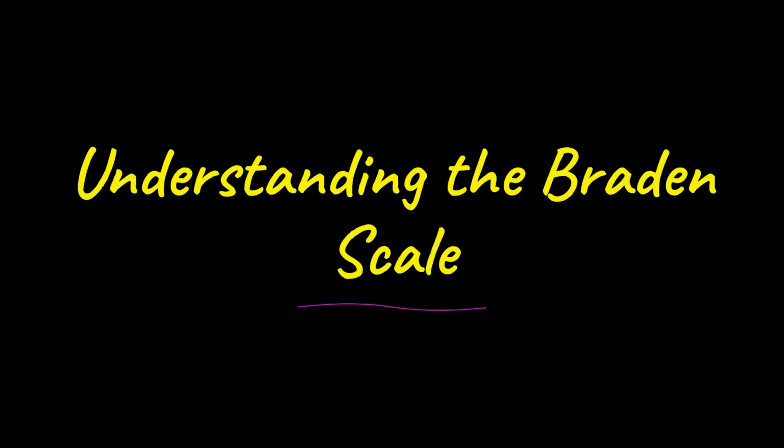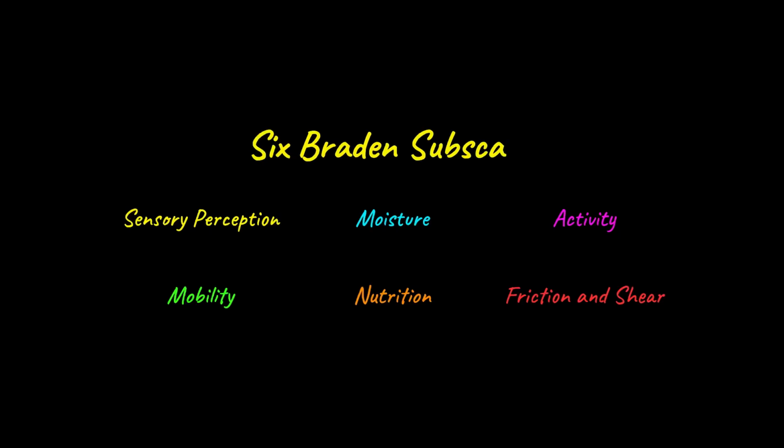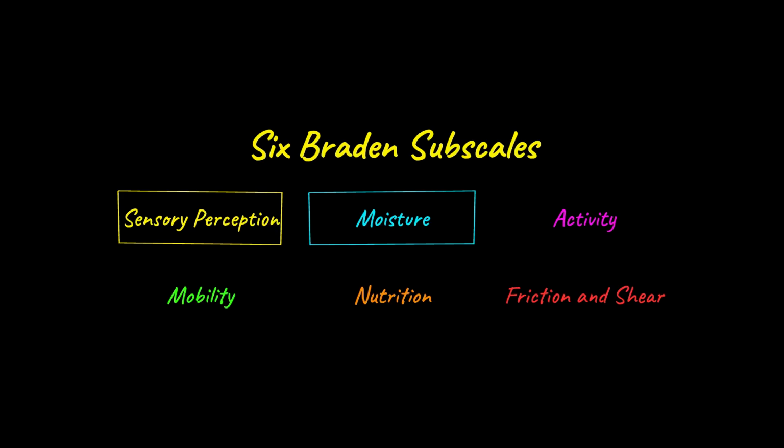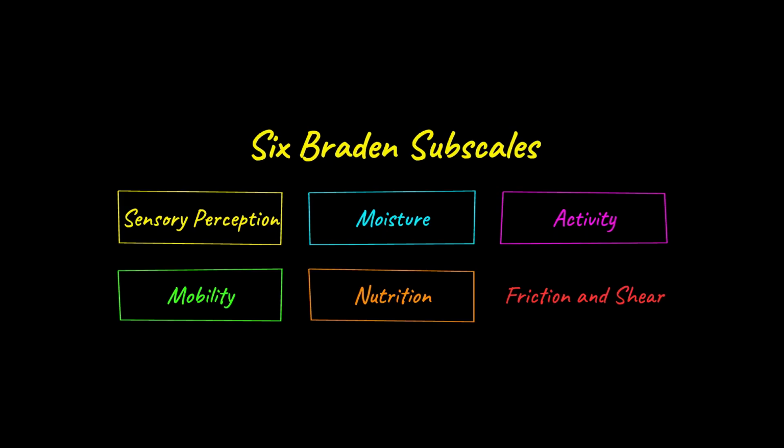The Braden scale is a structured tool nurses use to estimate a patient's risk of developing a pressure injury, and understanding how it works means understanding both its 6 subscales and its inverted scoring logic. The scale scores 6 subscales: sensory perception, moisture, activity, mobility, nutrition, and friction and shear. Each earns points based on observation, and the points are summed into a single total.